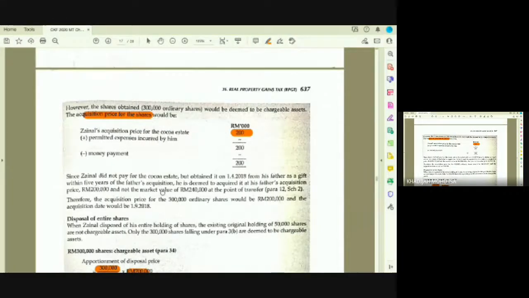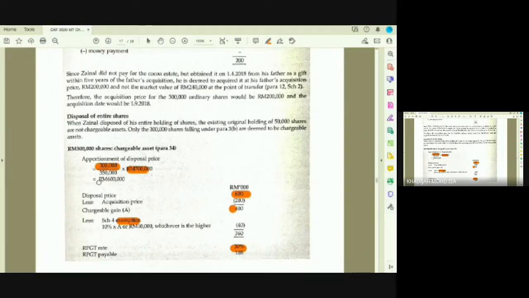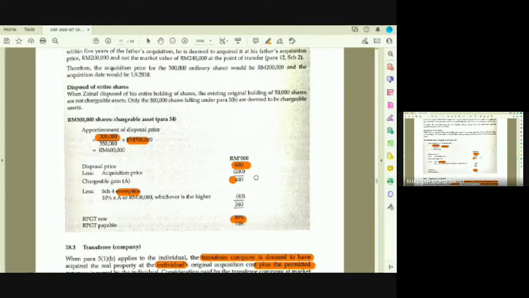So when you dispose, for example, here, you have a total of 350,000 shares, but the subject to RPGT is only the 300,000, and this is the value of the shares disposed. Right, so out of the 700, only 600,000 is subject to RPGT. Minus acquisition price, then you have the chargeable gain, minus exemption again, because the disposer is Zainal, who is an individual. So that's why you get exemption of 10% or 10,000, whichever is higher.